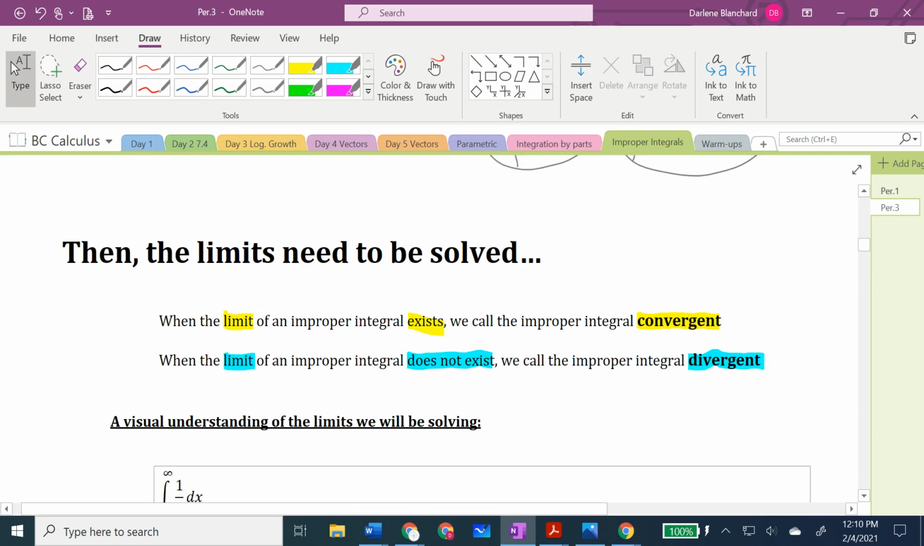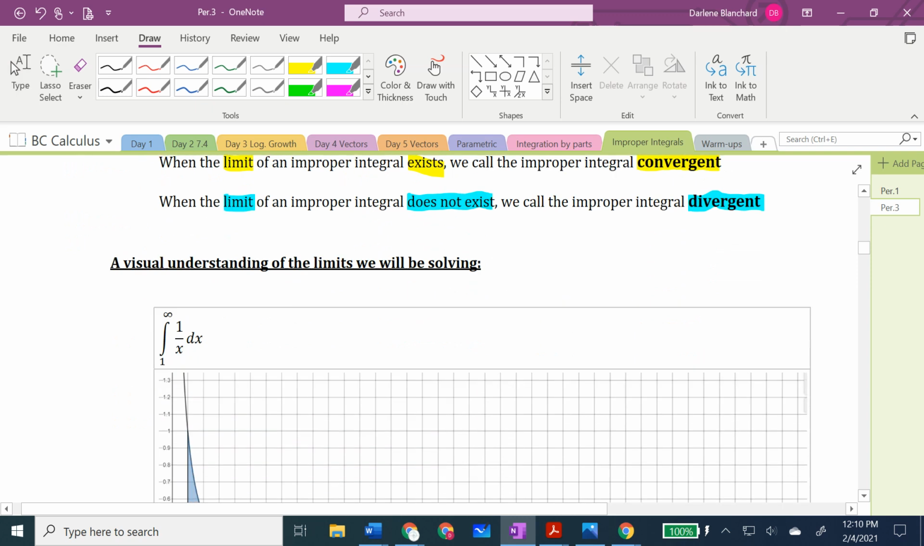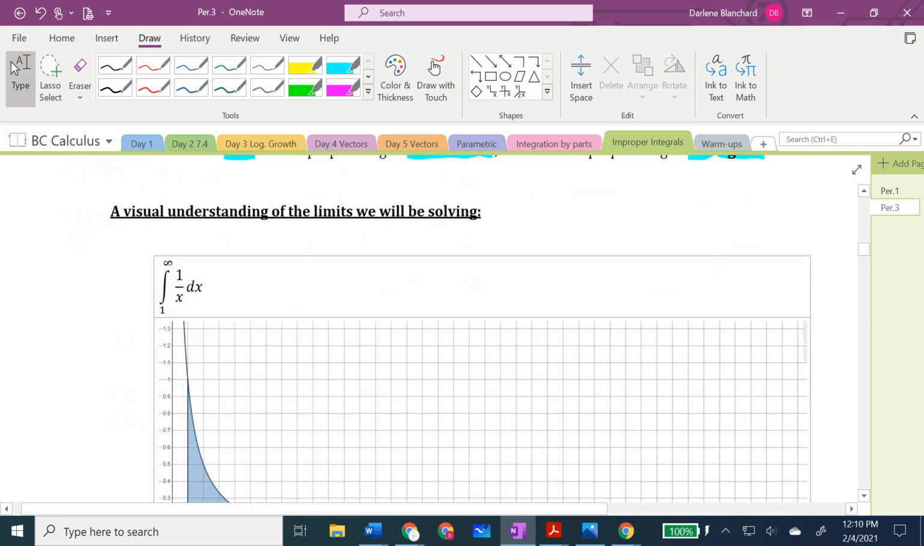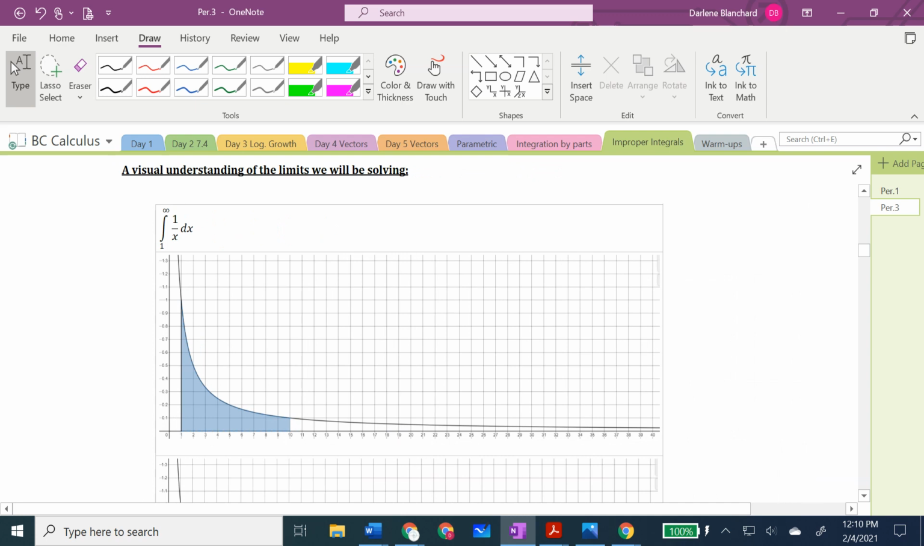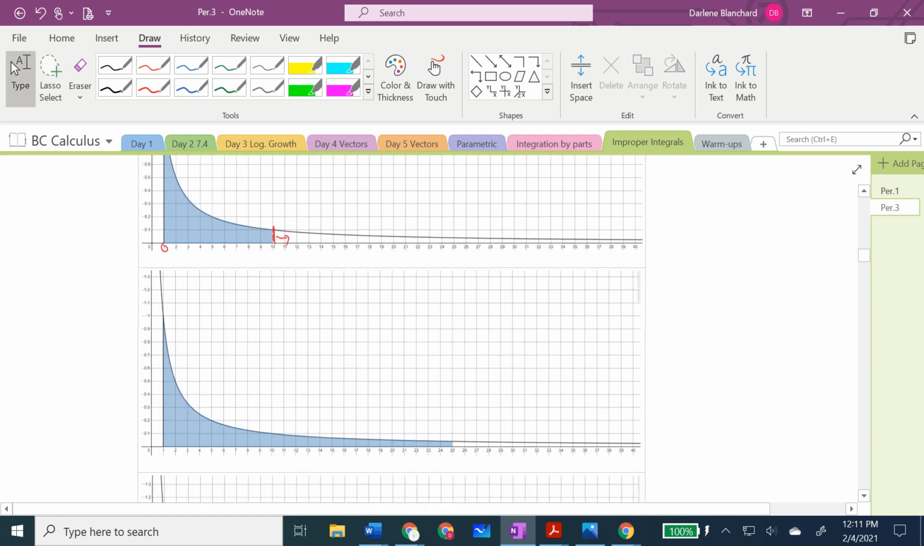So now a little bit of an understanding of what we are actually doing here. If I say that I want to integrate the function 1 over x from 1 to infinity, then the idea is this line, we are looking at area under the curve, starting at 1, and then continuing to move this line further over.